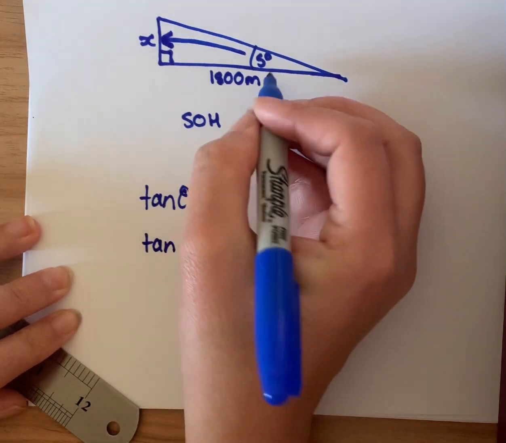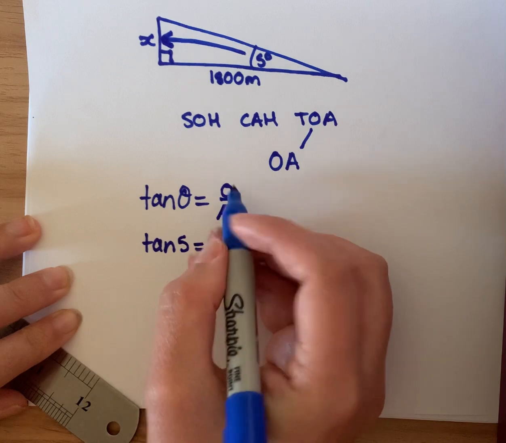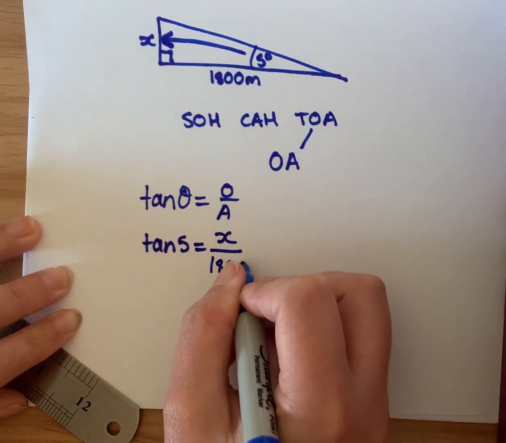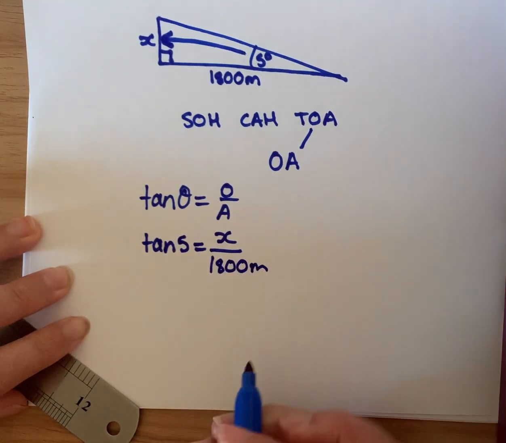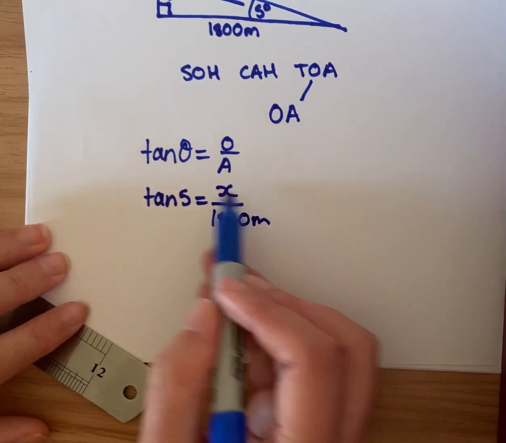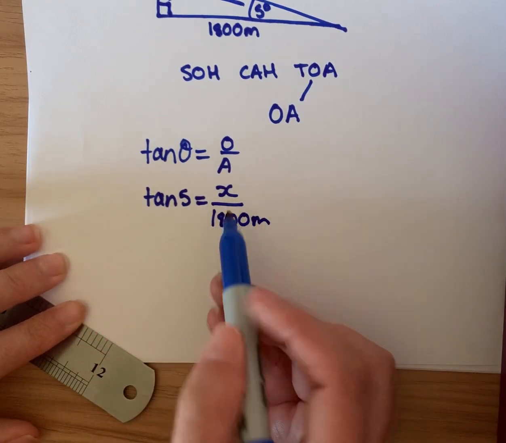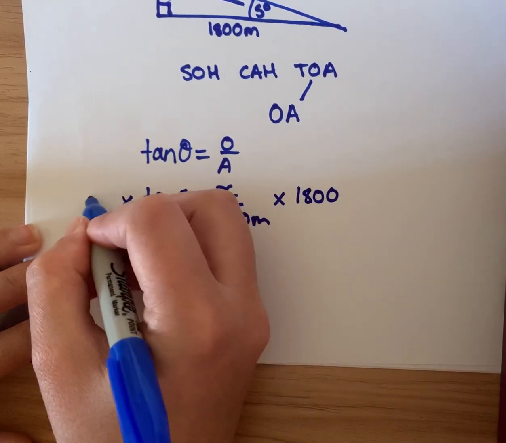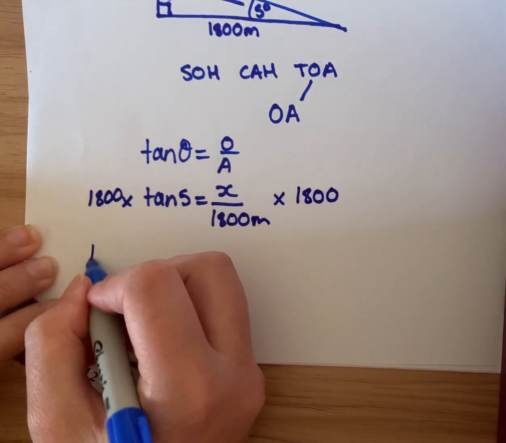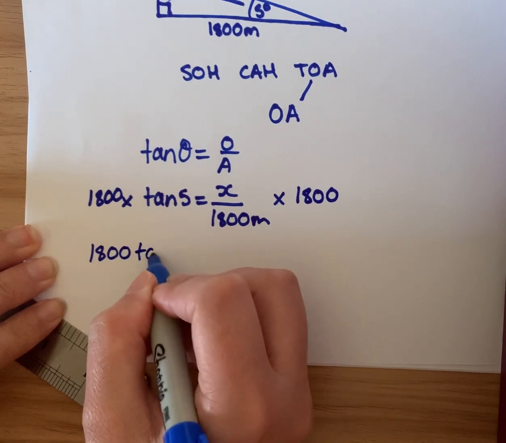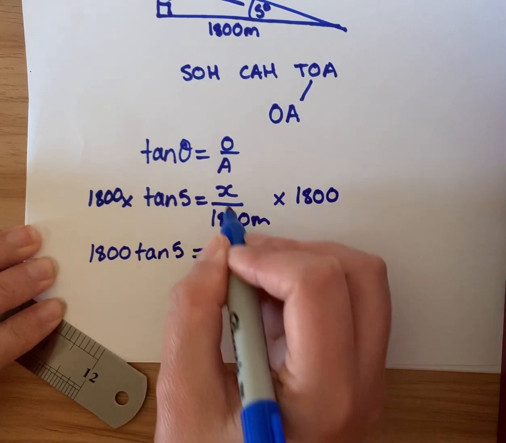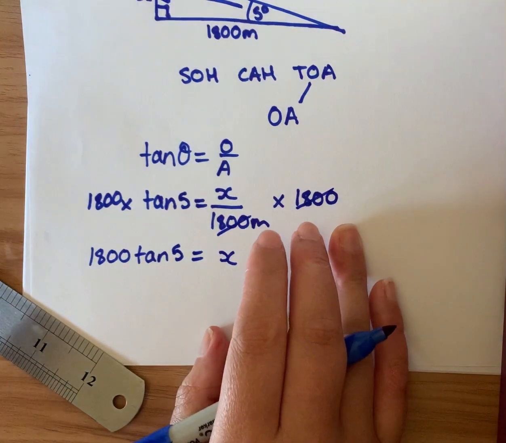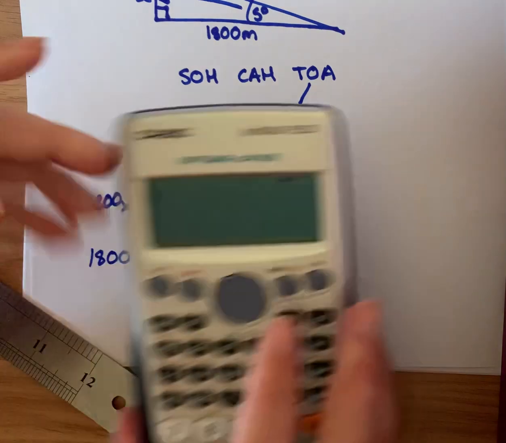Our angle theta is 5 degrees. Our opposite is x. And our adjacent is 1,800 meters. We don't have to write meters, but... Okay, so now we just need to solve for x. We've got an equation here with only one unknown, which is great. So let's just perform inverse operations to isolate x. On the left-hand side, we've got 1,800 times tan of 5. And on the right-hand side, we've just got x because these cancel out.